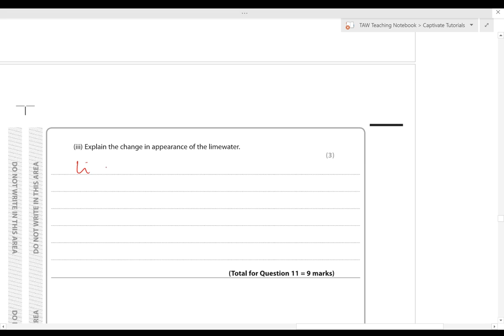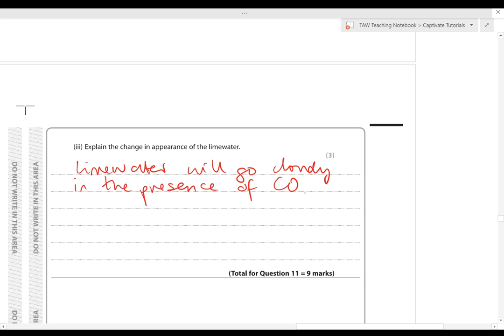So the lime water will go cloudy in the presence of CO2. So that's actually 2 out of 3. We actually need to explain what that cloudy appearance is coming from. So what happens is we get a reaction between the carbon dioxide and the lime water, and it forms insoluble calcium carbonate. And that appears as a white solid or a white precipitate, and that is why the lime water goes cloudy.